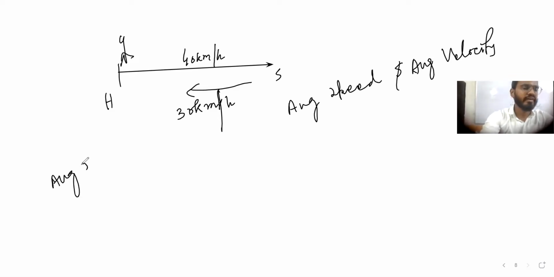How will we find average speed? If you want to find average speed, then it is total distance by total time. Fine. What is the total distance? We don't know. What is the total time? Again, we don't know. And we want to find what? Average speed. So let's see how you are supposed to tackle and think about these types of questions.